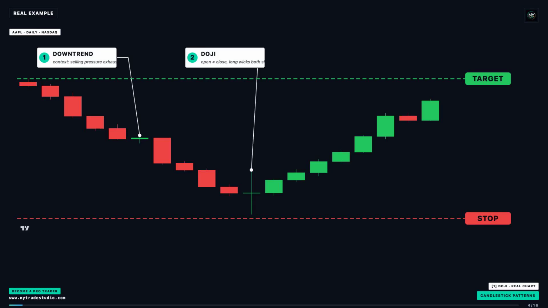Buyers and sellers fought to a draw. The very next bar closes green. That is your confirmation the trend has flipped. Entry: buy on the open of the bar after the green confirmation. Stop loss goes just below the doji's low. That defines your risk. Target the next major resistance above. One more rule: dojis only matter at extremes. A doji in the middle of a range tells you nothing. That's just normal indecision. Wait for a doji after a strong move.